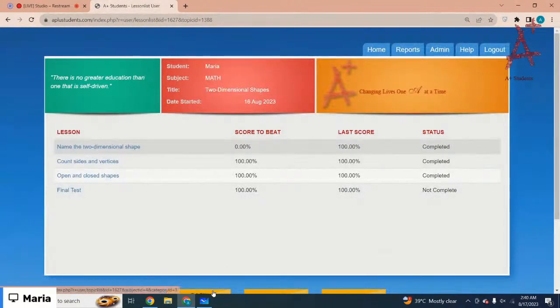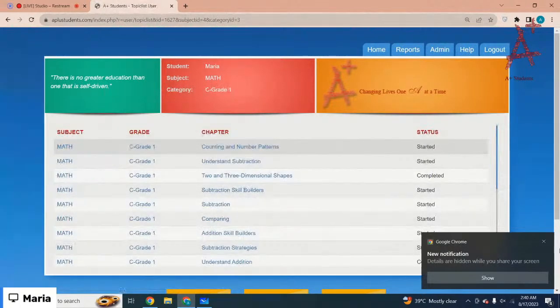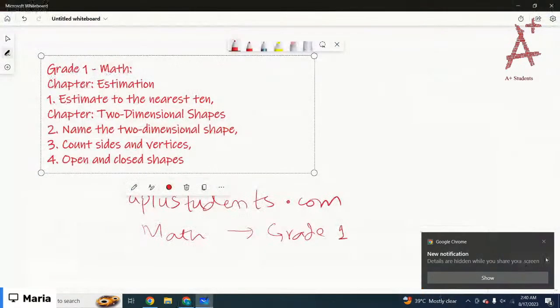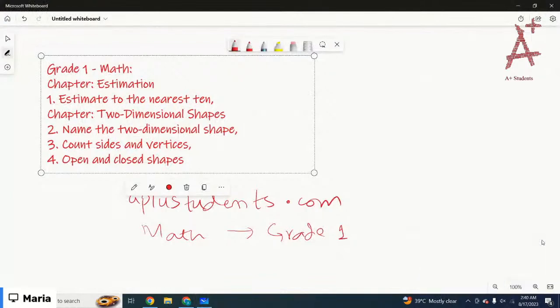So, we were working on grade 1 math. We started with the chapter estimation. The lesson we covered from the chapter is estimate to the nearest 10. Then we started the next chapter, two-dimensional shapes, and the lessons we covered today are two-dimensional shape, count sides and vertices, and open and closed shapes. Please make sure before the next session you complete all the test questions for the lessons we did today.